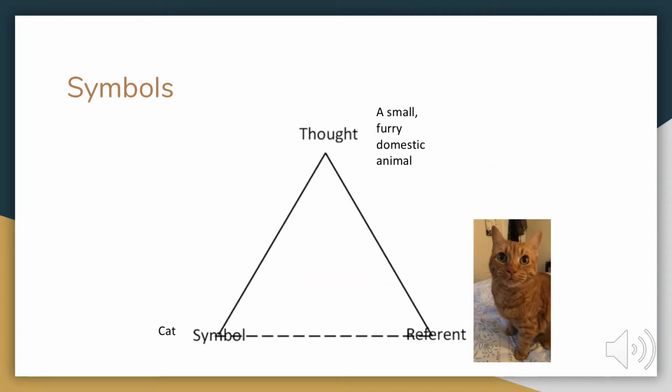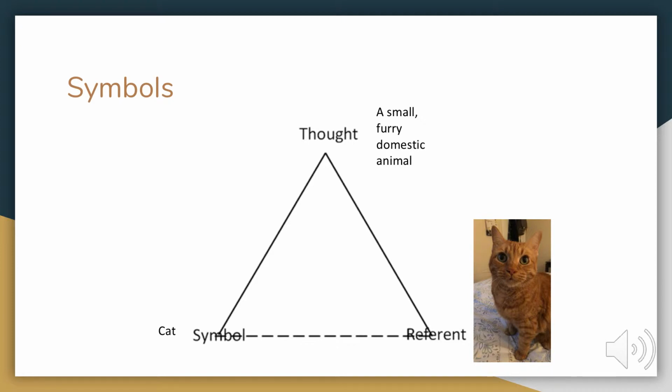Words are symbols that convey meaning and characterize ideas, people, places, or concepts. Ogden and Richards stated that symbols could be thought of as representing a triangle of meaning. In this example, at the top point is the thought, a small, furry, domestic animal. These thoughts come from our beliefs, experiences, and interactions with others.